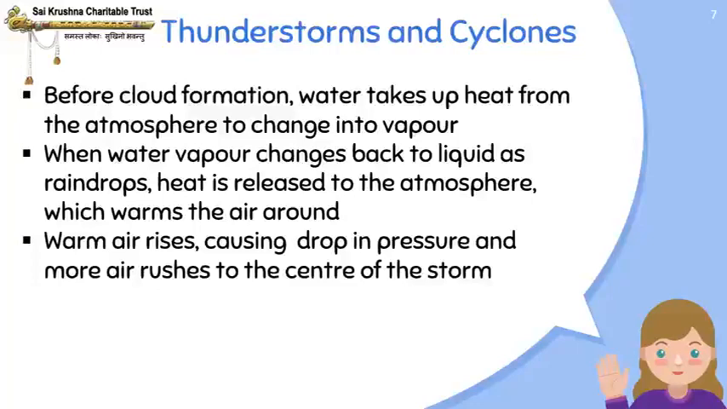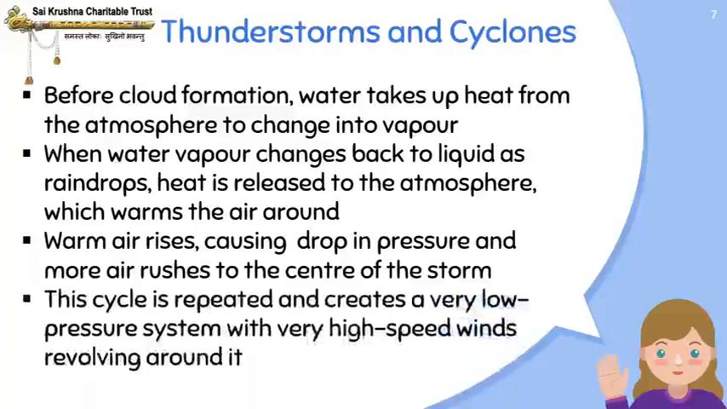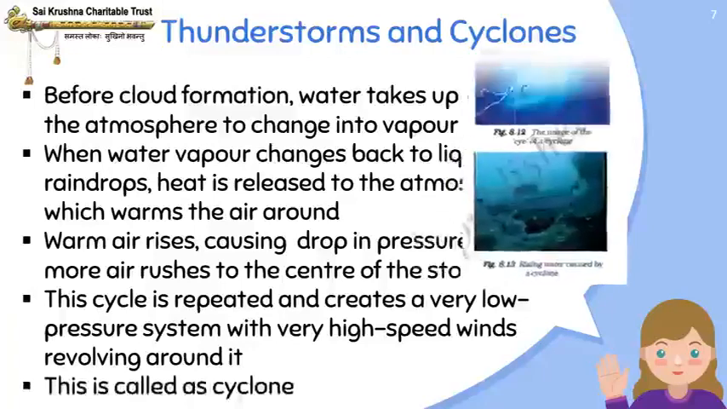a drop in the pressure. Because of this, more air rushes to the center of the storm, and this cycle keeps on repeating again and again. Finally, it leads to the formation of a very low pressure system, which has very high speed winds revolving around it. It is this weather condition which we call a cyclone.